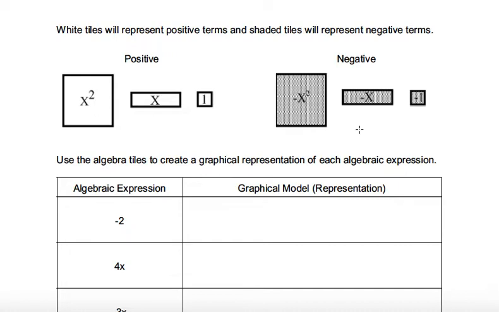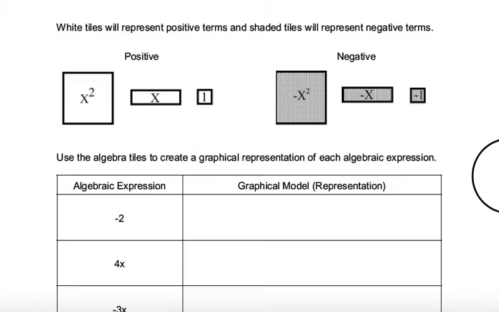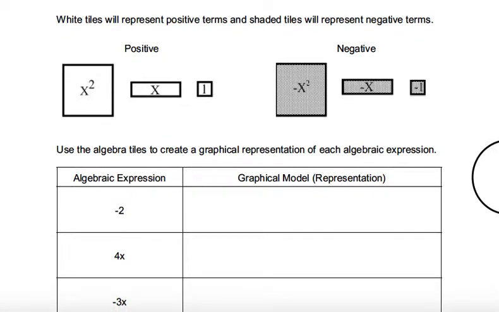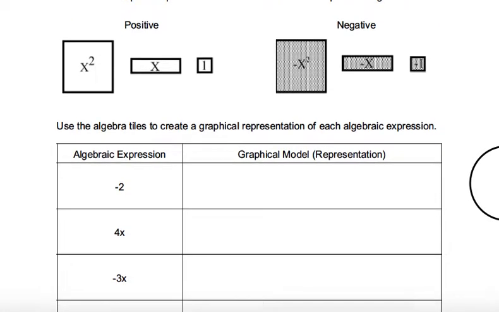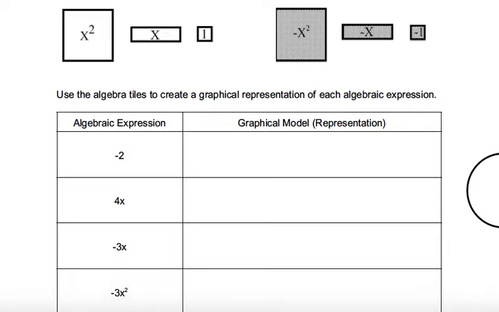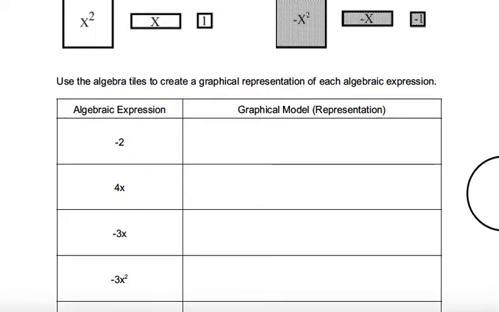And so we can have both positive x squareds, x's, and 1's, as well as negative x squareds, x's, and negative 1's. And so we can use these algebra tiles to help us represent graphically what our expressions are going to be. And this is helpful, again, for those students who are visual learners, and for those who are looking at algebra for the first time.